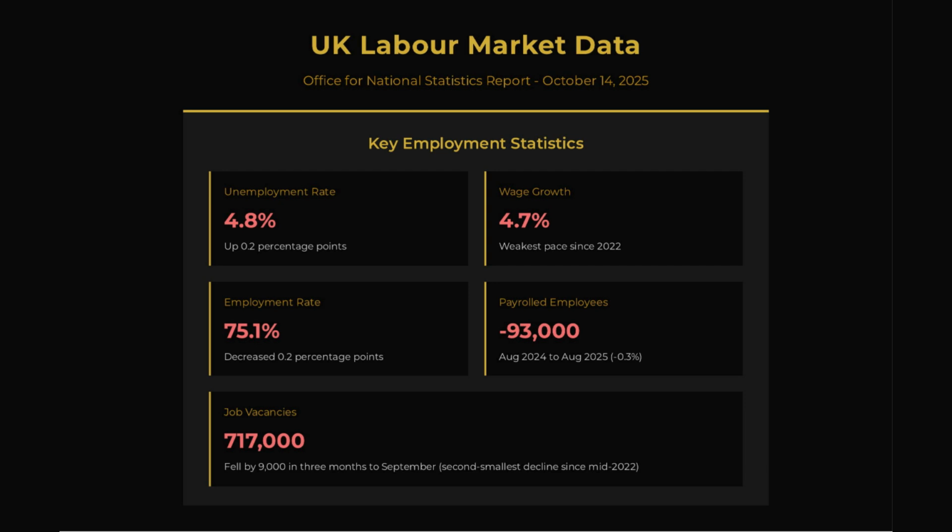Job vacancies also declined, falling by 9,000 to 717,000 in the 3 months to September. These figures paint a picture of a cooling labor market, though the decline in vacancies was the second smallest since mid-2022, suggesting some stabilization. This data is critical for Bank of England policy decisions moving forward.